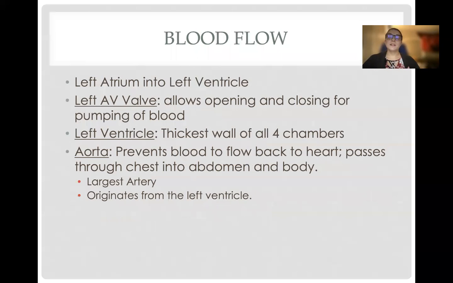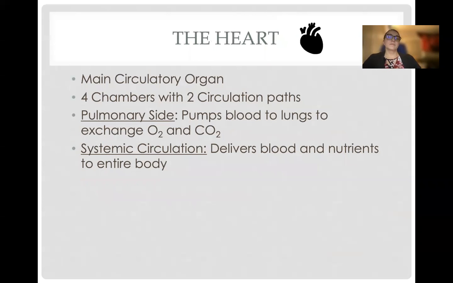The left ventricle is considered to be the thickest of all four chambers. Again, they are a large muscle in the heart. Then we have the aorta. And the aorta is actually the largest artery that we can find in the circulatory system. This is going to prevent the blood flow from going back into the heart. So it's going to help it pass through the chest into the abdomen and the body. So it's really that main force of that circulatory factor. And the aorta is going to originate from that left ventricle.